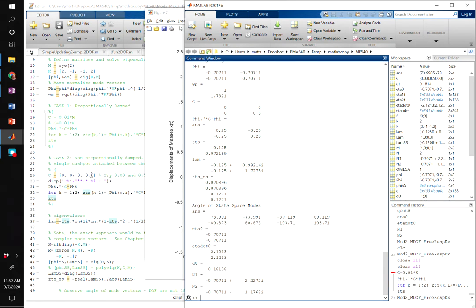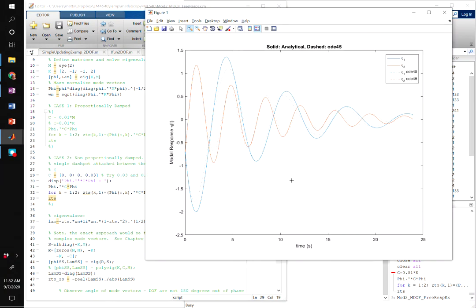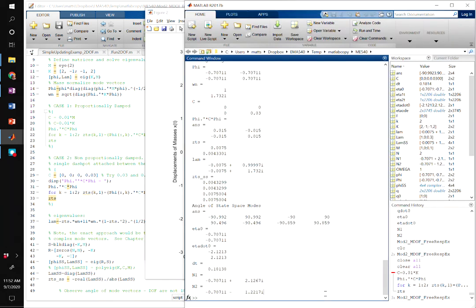So actually, first of all, let's run a case that has a similar level of damping as what we just saw. So again, we calculate C. Now if we calculate phi transpose C phi, we get something that's not diagonal, and actually the off diagonals are just as large as the diagonal values. So we have a pretty strongly coupled system in terms of damping.